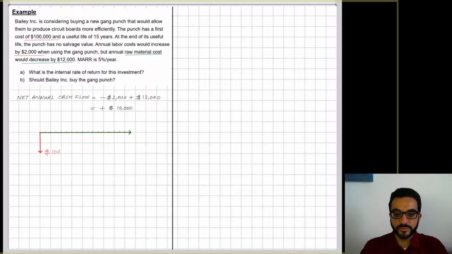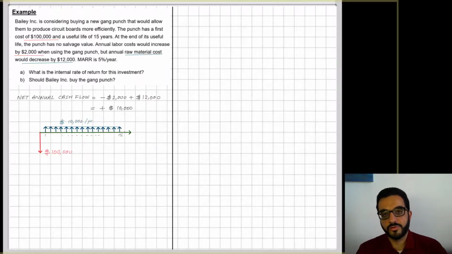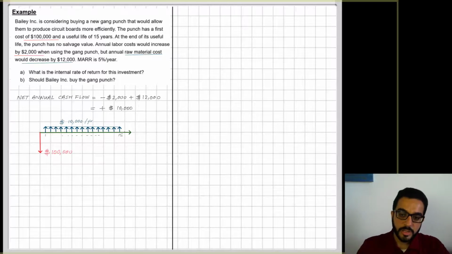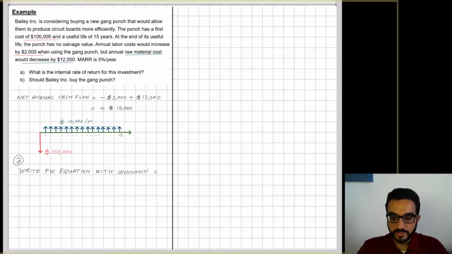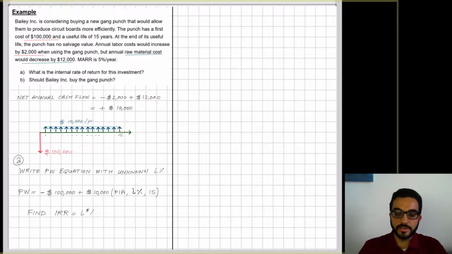So if you draw the cash flow, you invest $100,000 in return for expecting to get $10,000 a year in savings, and this is over 15 years. We're not given I here. We're actually looking for I star that makes this present worth equal to 0. And I'm using present worth here, but you can actually calculate the worth of this cash flow as present, future worth, or annual worth. So I'm just using the present worth approach.